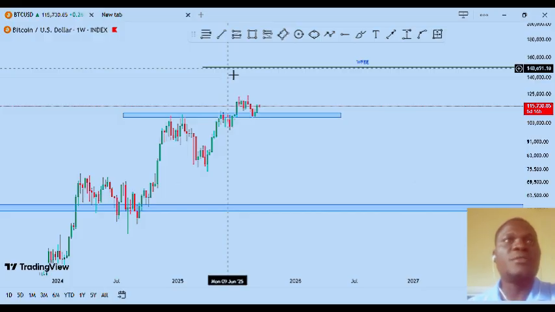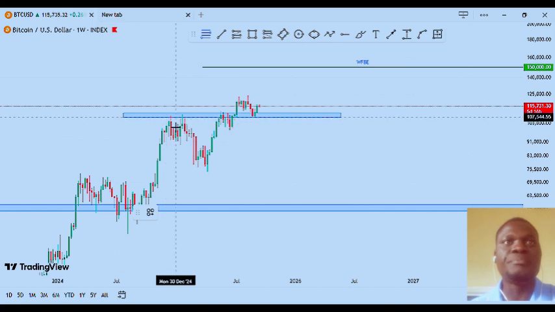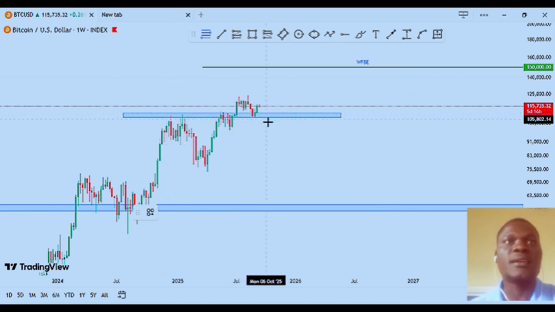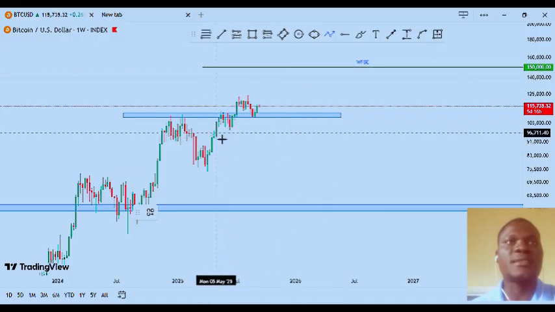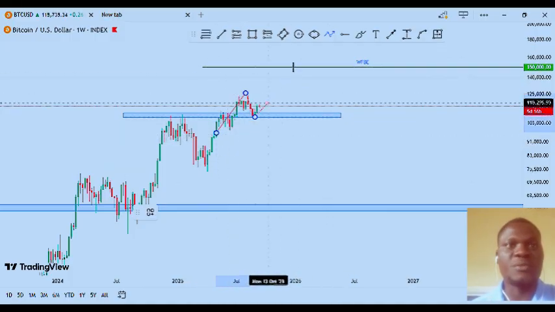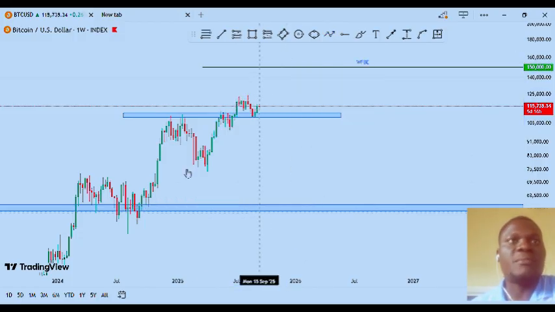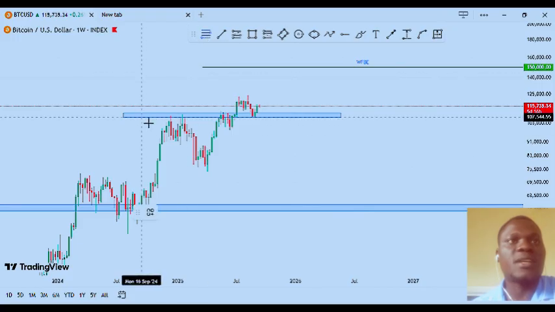Now if you look carefully on this weekly time frame, you can see this is a retest right here. This is a breakout of this weekly resistance. This is a retest, so you might see a continuation of Bitcoin. But meanwhile, let's use this Fibonacci retracement from swing high to swing low.